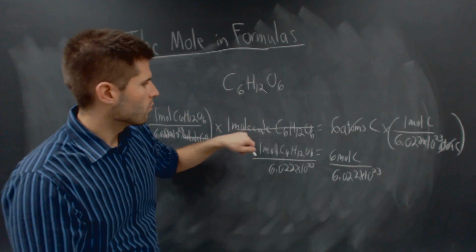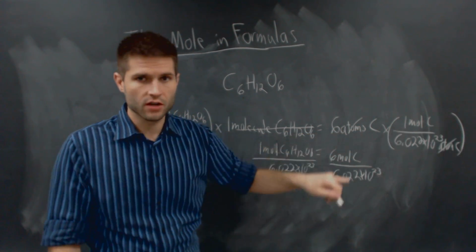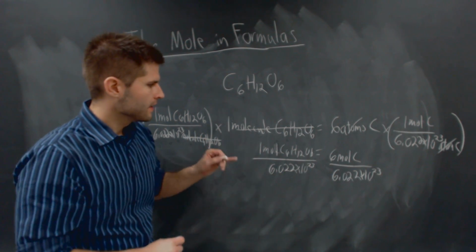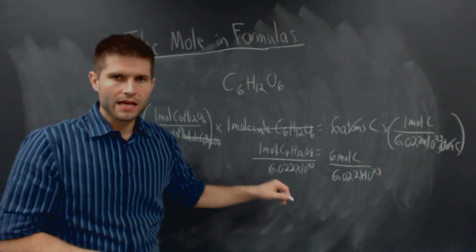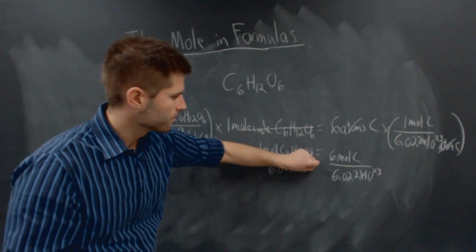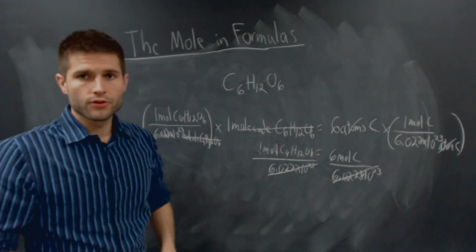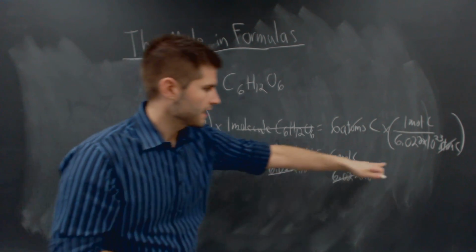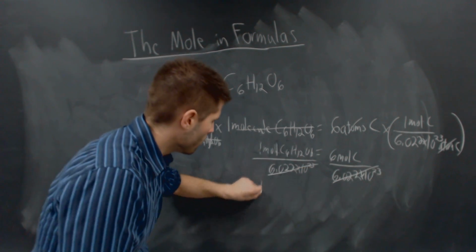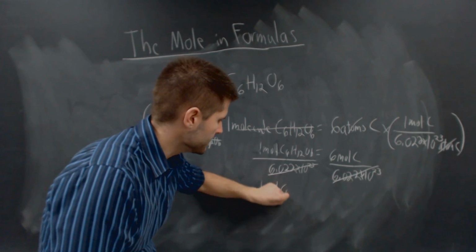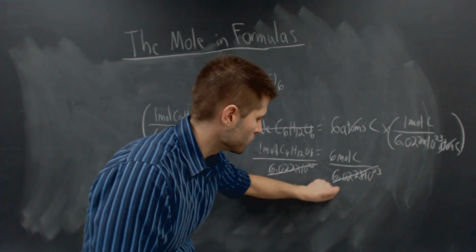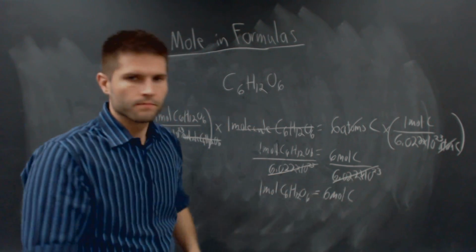This was our starting point. 1 molecule of glucose equals 6 atoms of carbon, so this has to hold true based on simple mathematics. Now what we can see is we can multiply both sides by the 6.022, cancel both of those out. I multiply this 6.022 by both sides, and I end up getting 1 mole of C6H12O6 is equal to 6 moles of carbon.